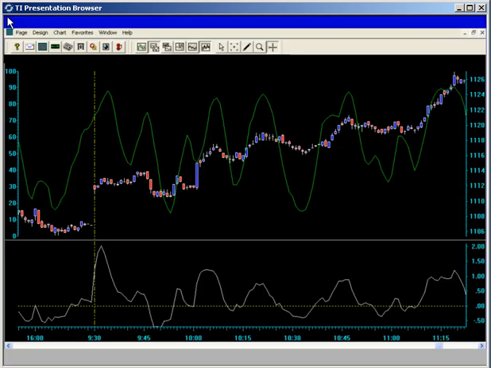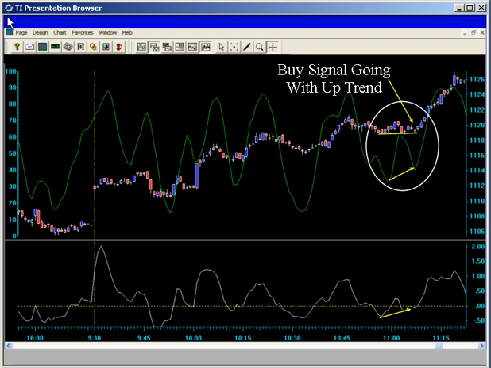Now let's look at this chart showing an example of a buy signal going with an uptrend. We've drawn a circle around the buy. Here's our double bottom in price, our higher low on the MACD, and the higher low on the DS. And here's our confirming candle to take the buy signal going with the uptrend.